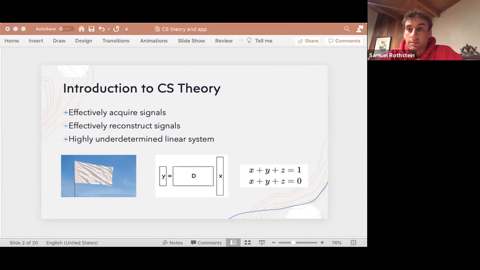The next thing that I just want to mention briefly is that in mathematics, a system of linear equations is considered underdetermined when there are fewer equations than unknowns. These are the ones that we hate to solve. I'm sure you're familiar with them.